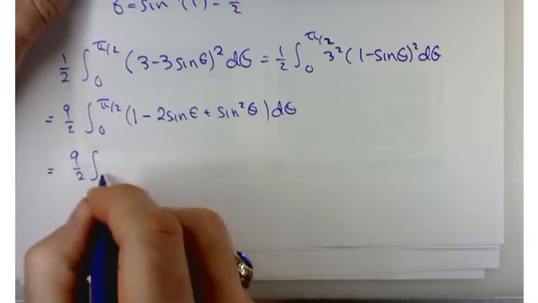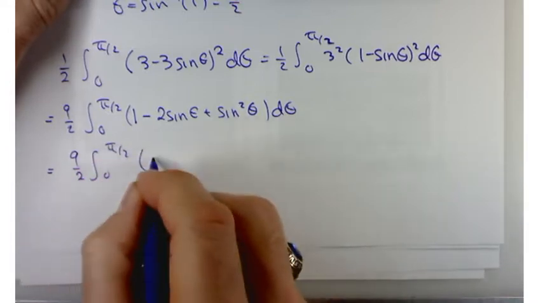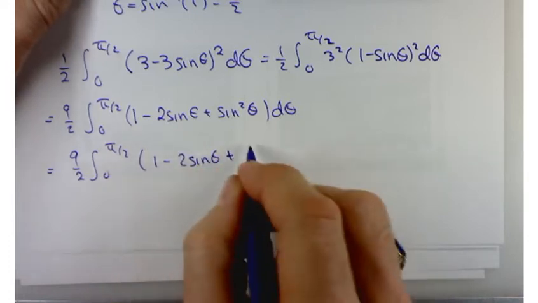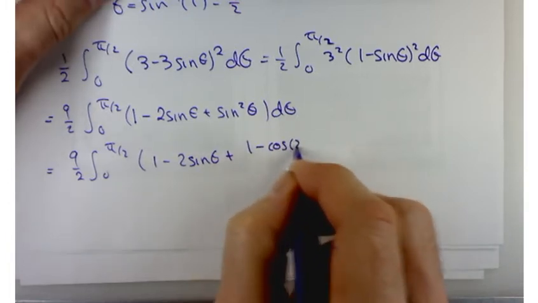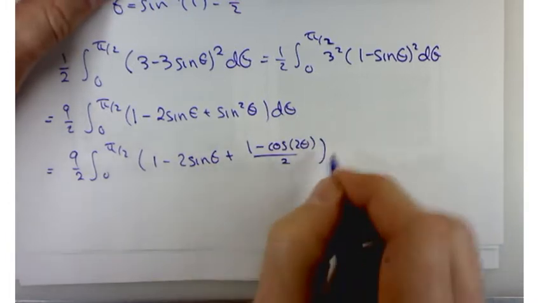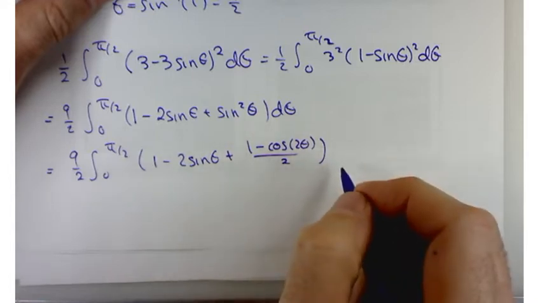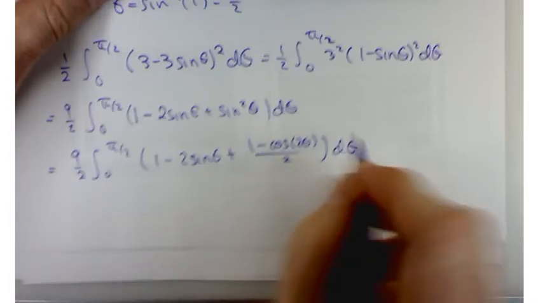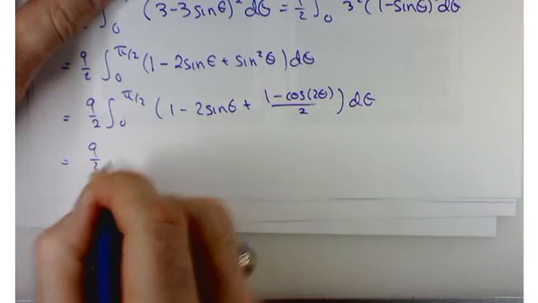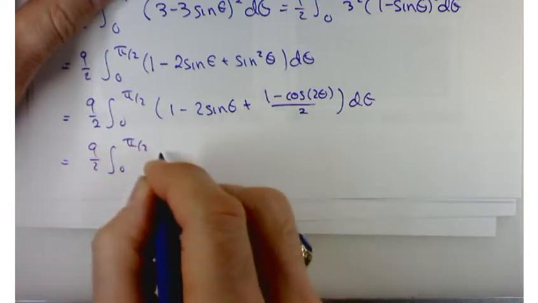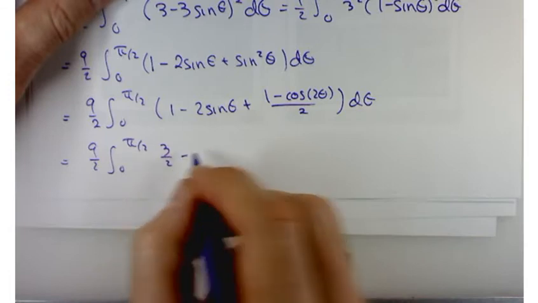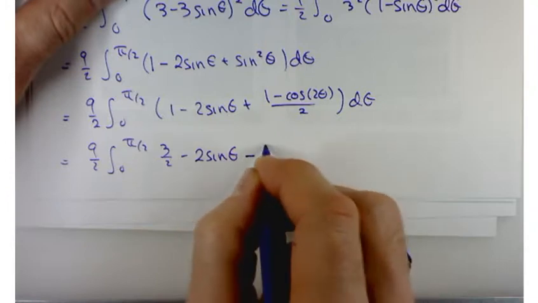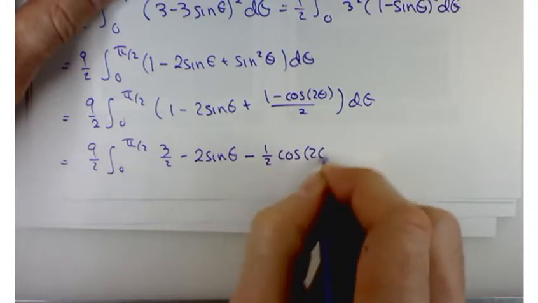So 9/2 times the integral from 0 to pi over 2 of 1 minus 2 sine of theta plus 1 minus cosine of 2 theta over 2. Now this term is a 1/2 that I can add to here. So it's going to give me 9/2, the integral from 0 to pi over 2 of 3/2 minus 2 sine of theta minus 1/2 times the cosine of 2 theta.